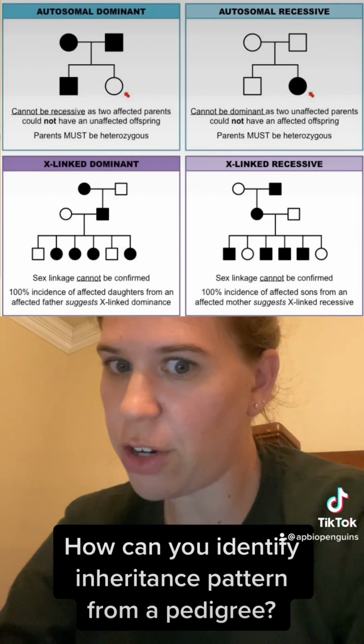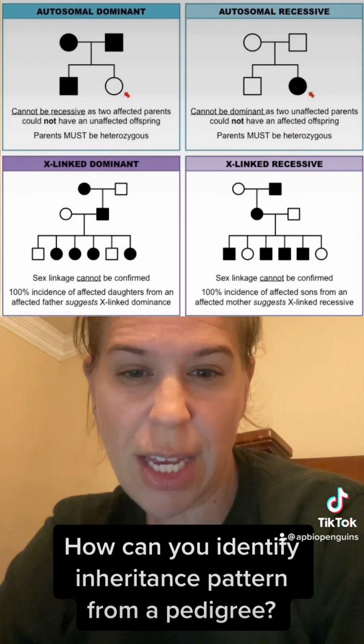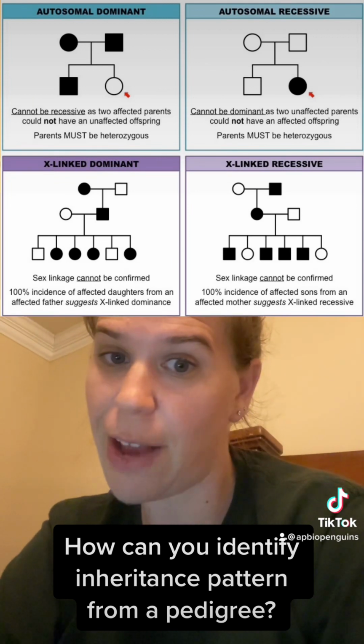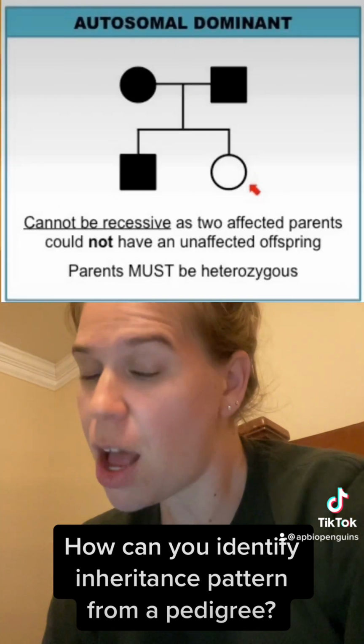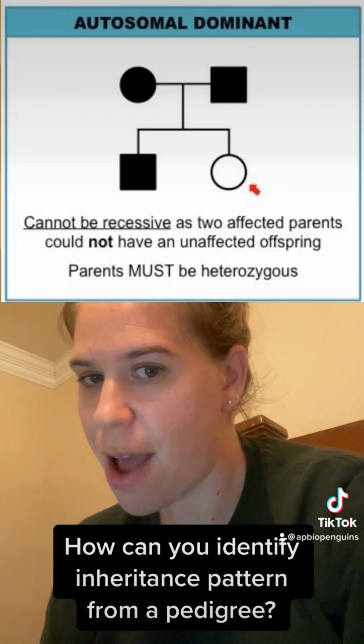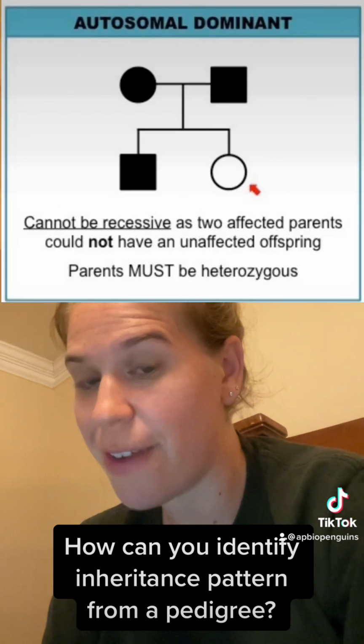because your mitochondria and your chloroplast are going to be found in the egg. So it seems like every single year there's some type of pedigree question. So I think it's important that we can quickly identify different characteristics of a pedigree that might help us figure out the inheritance.